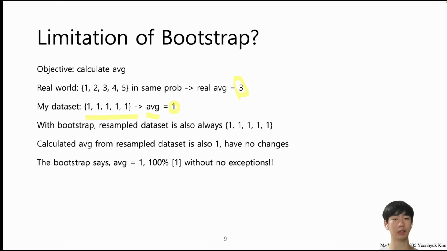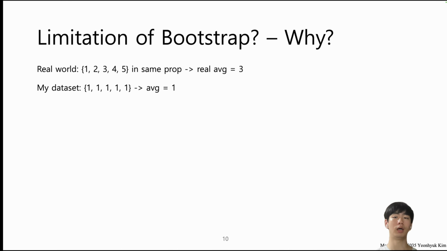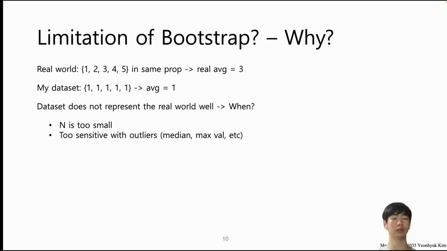But is this the right analysis? Of course not. Then why does it happen? That is because the dataset does not represent the real world well. The bootstrap is based on the trust that the given dataset represents the real world well. But if the size of the dataset is too small or too sensitive to outliers, like median or max value, the dataset might not represent the real world.